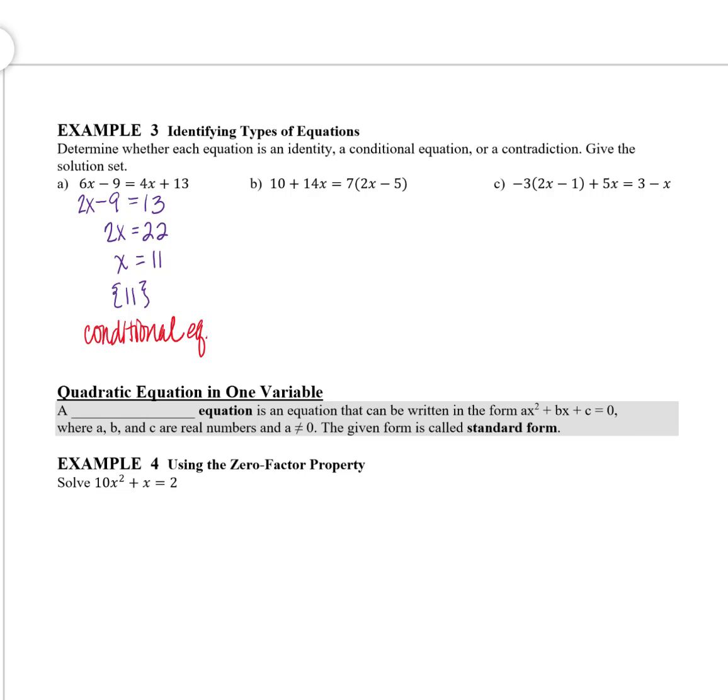Part B, solving again for x, I'm going to distribute the 7 on the right side, and then I will subtract 14x from both sides. Do you see how the x went away? And so now we have an equation that is false, because 10 is not equal to negative 35. So that means that there is no solution, or we can just write empty set. So this equation is a contradiction.